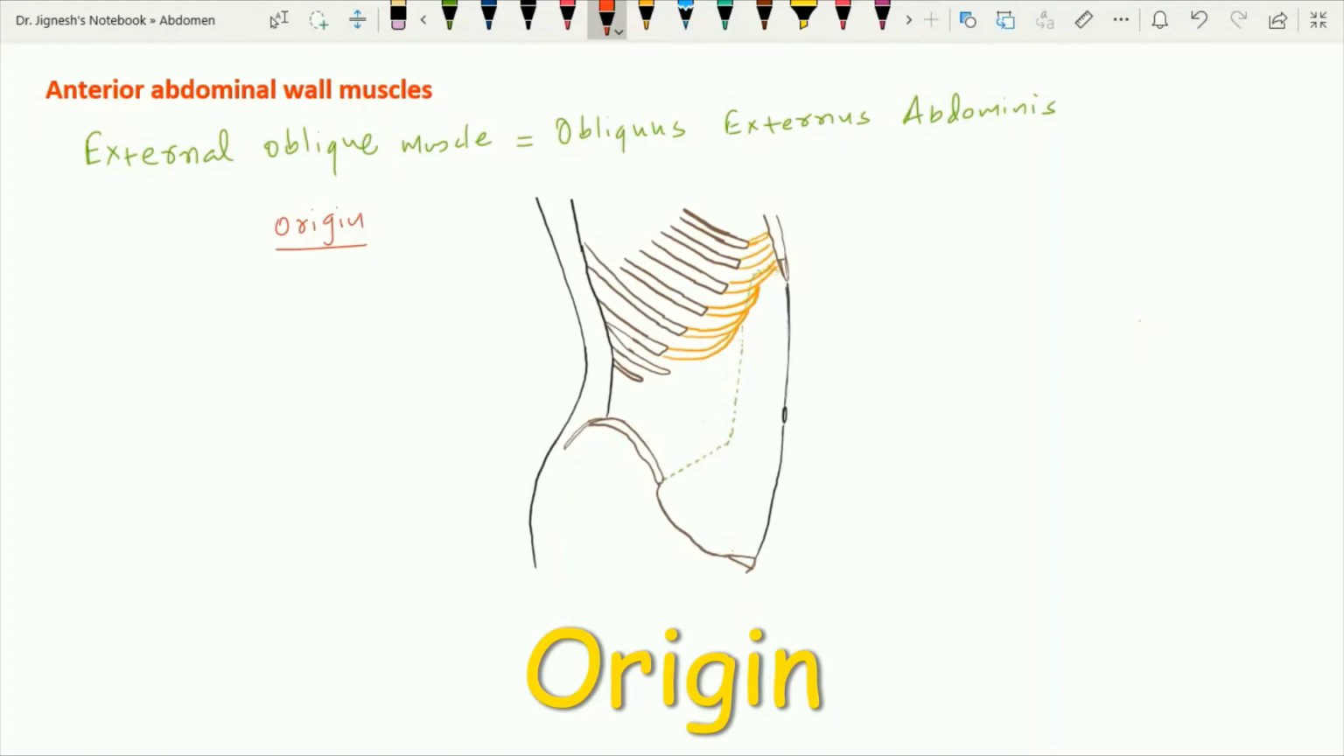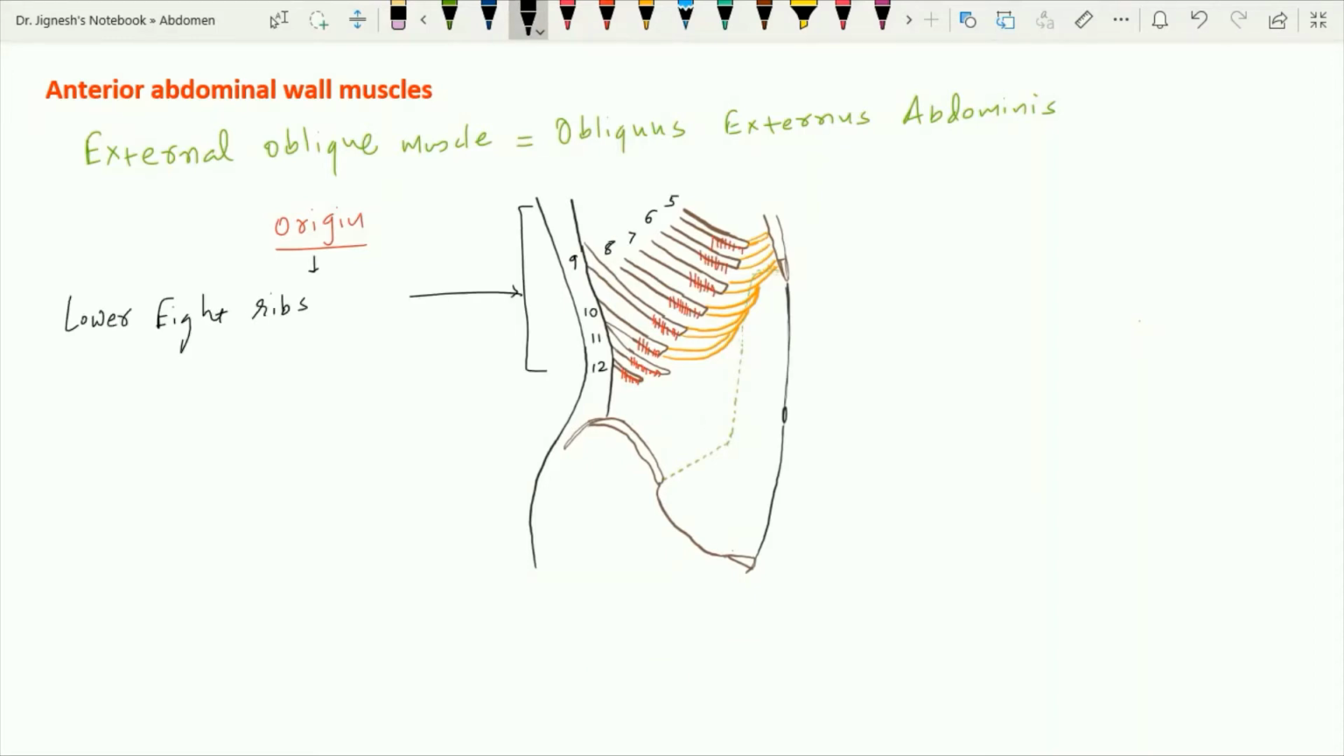This external oblique muscle arises by 8 fleshy muscular slips from the lower 8 ribs, from their outer surface and lower border, something like this. Out of these 8 fleshy slips, the upper 4 slips interdigitate with the serratus anterior muscle, because the serratus anterior arises from the upper 8 ribs, while the lower 4 slips interdigitate with the latissimus dorsi muscle, because the latissimus dorsi also arises from the lower 4 ribs.